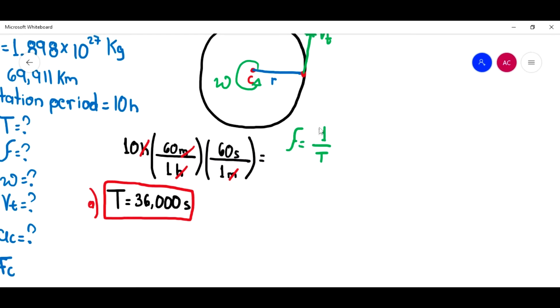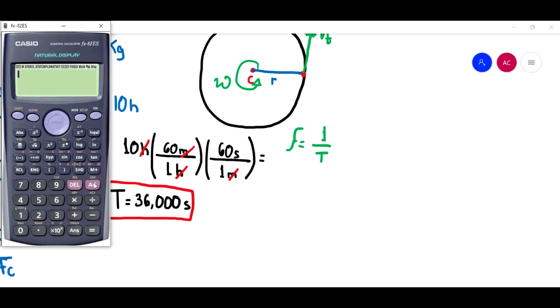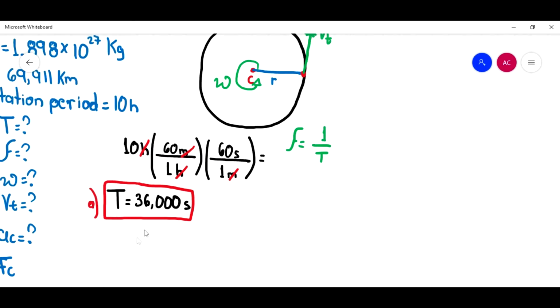So I'm going to use this equation. It's going to be 1 over 36,000, and that is the answer. Another thing that you can do, for example, is write 36,000 raised to -1. You can use this key in your calculator only if you want. That is another choice, and you're gonna get the same result.